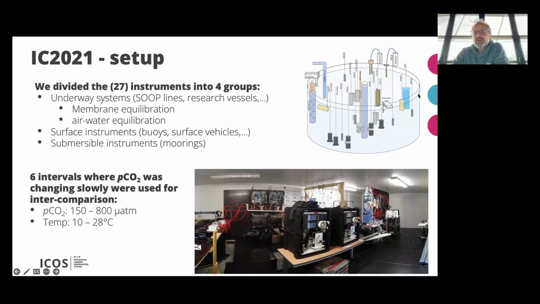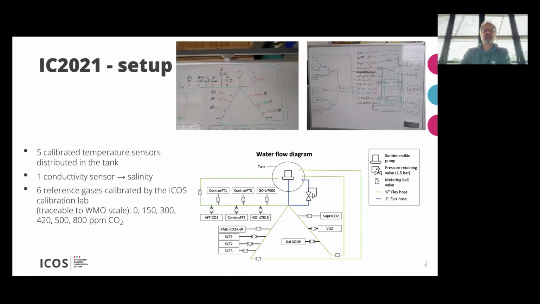Here we will not go into detail, the sketch of all the instruments, how they were deployed in the tank, and this picture we know here. Then we changed the temperature and the pCO2 during the experiment, and we defined 6 different intervals with different pCO2 and temperatures, where the pCO2 was changing slowly enough to call it stable, to actually have it as an intercomparison interval.